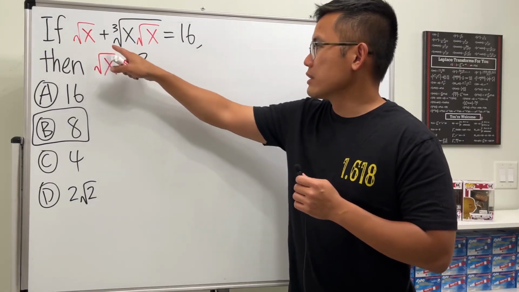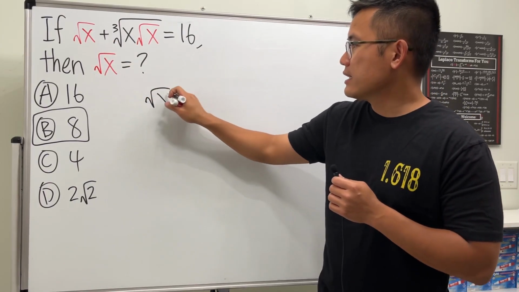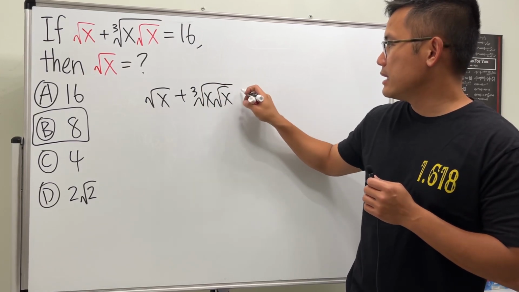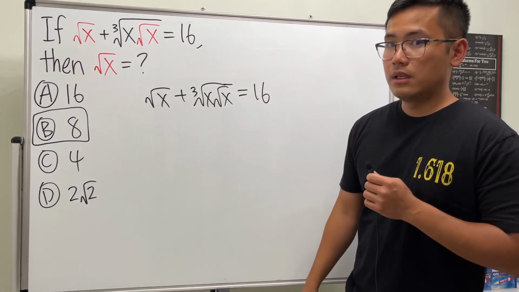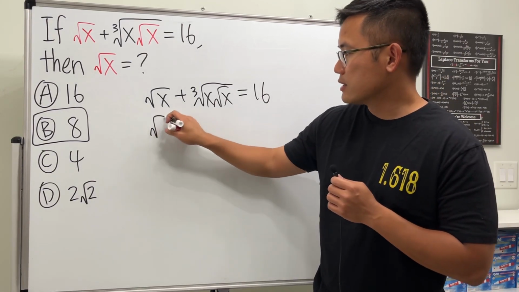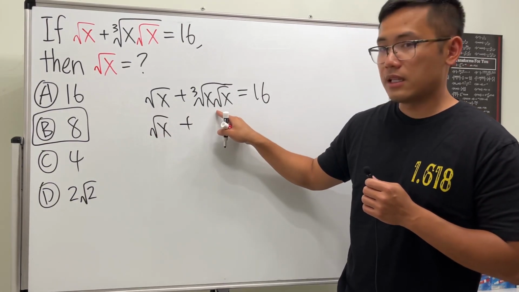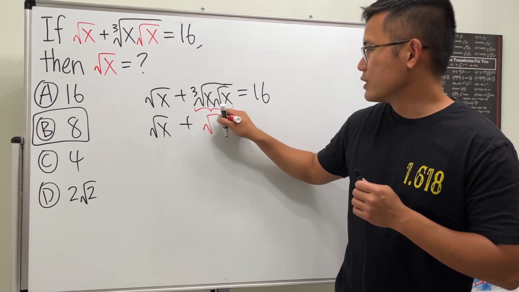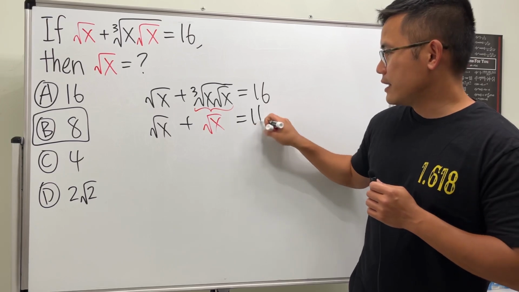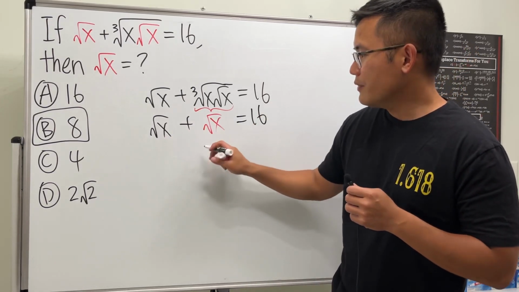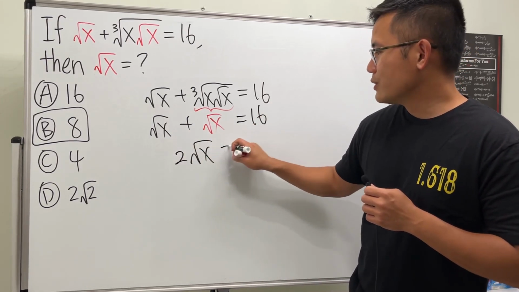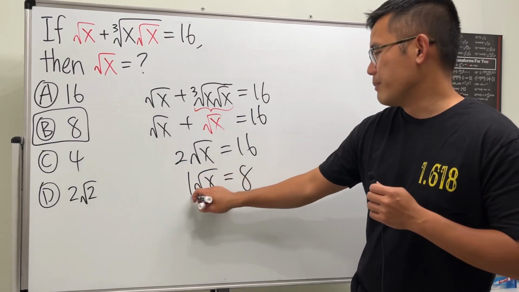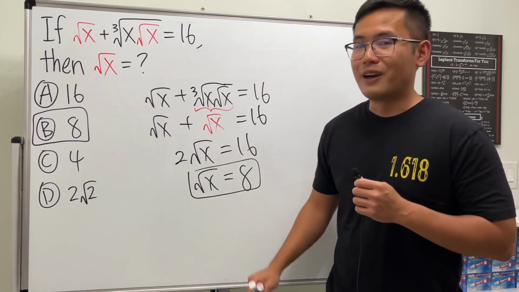Why? Check this out. I'm just going to write this down again: the square root of x plus the cube root of x times the square root of x, and this is equal to 16. But this part, in fact, is just equal to the square root of x. So we have 2 times the square root of x equal to 16. Of course the square root of x is just equal to 8 after we divide both sides by 2. So we are done.